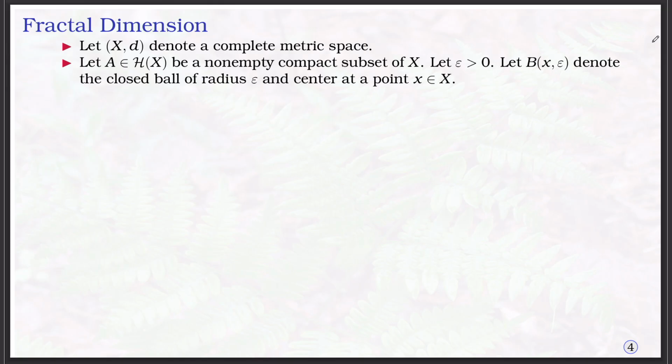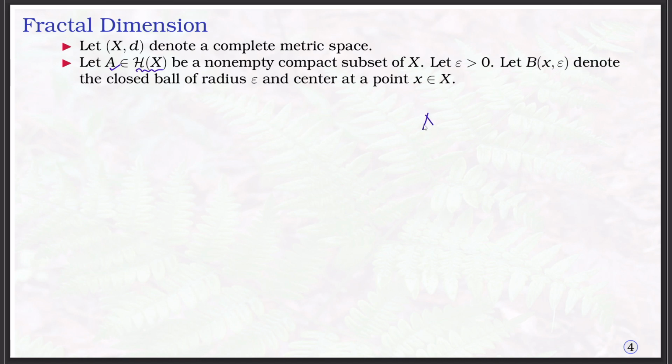Now, let us consider the (X, d) complete metric space. Then H(X) denotes the set of all non-empty compact subsets of X. Take an element A belonging to H(X), and let epsilon be greater than 0. Then B(x, epsilon) denotes the closed ball of radius epsilon at center point x.